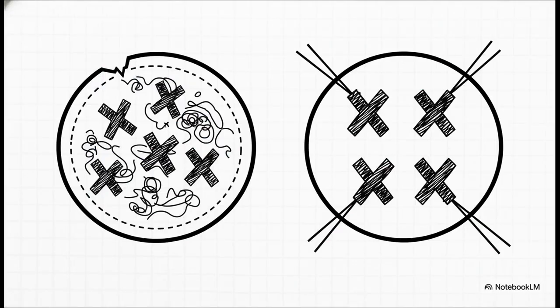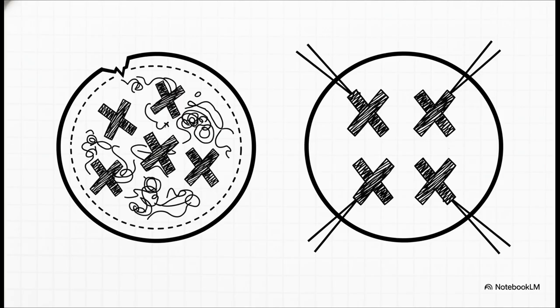Let's take the first 2 steps together. In prophase, the cell essentially packs its bags. That loose, stringy DNA, the chromatin, tightly condenses down into visible chromosomes. It's kind of like taking a tangled ball of yarn and winding it tightly so it's easier to move around.